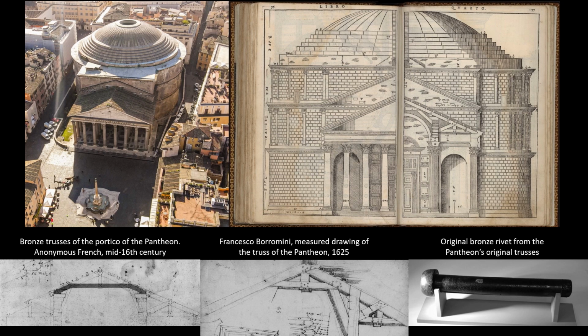Taking another step back in time, we arrive at the Pantheon, built under Emperor Hadrian between 118 and 126 AD. While the original trusses of the portico were replaced in 1625, they are well documented in Renaissance and Baroque architectural drawings, including those by Palladio and Borromini. Notably, these trusses were made of bronze, with an upside-down U-shaped cross-section, and were joined by large rivets, one of which is still preserved today.